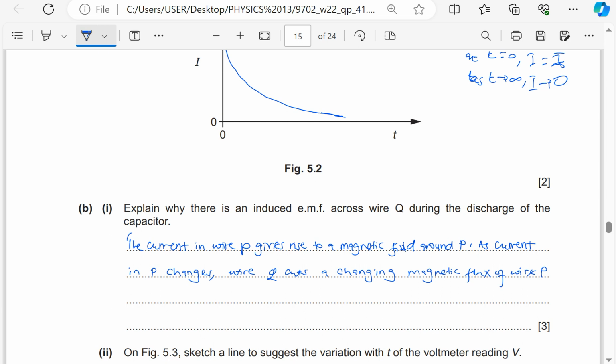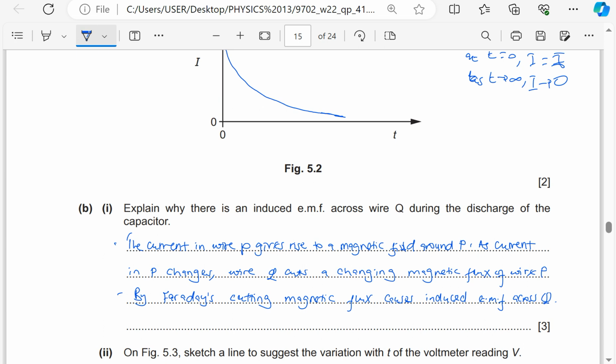So because the current in P changes, the magnetic field around it is changing, and the magnetic field, remember, is being cut by wire Q because it's very close. Then by Faraday's law, the cutting magnetic flux causes induced EMF across Q. As simple as that.